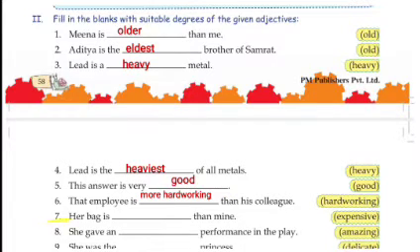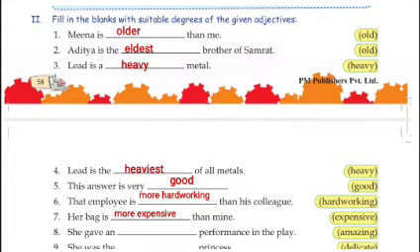Now number 7, her bag is dash than mine. So again comparison, so more expensive than mine. Now next, that is number 8, she gave dash performance in the play. So she gave an amazing performance in the play. Now students, there are more parts which you have to do yourself.